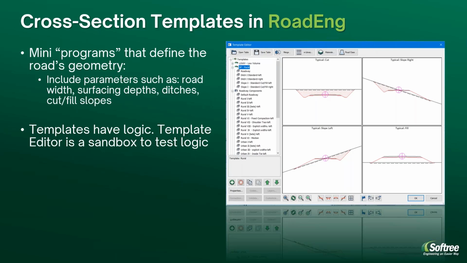Now, I've got here on the screen a picture of our template editor. This is kind of like our sandbox. This is where we create and modify and define the logic that each of these templates contains. And here, it really is a space where you can play with them, see what they look like before you go and apply them to your design. So this is just a view. If you clicked the little 4 grid down there, this shows this template that we would have customized or worked on as it's defined in the 4 different typical views: cut, fill, sloping right, and sloping left.